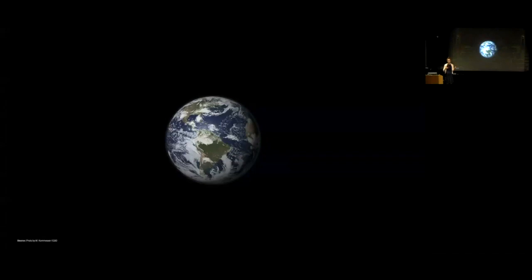The fundamental motivation for pretty much all the work that we do is twofold, but the two parts are closely connected. One is to understand the origins of our own home a bit better. I'm showing it here with the Earth as an example, but I'm really thinking about the solar system, so why the solar system looks the way it does.